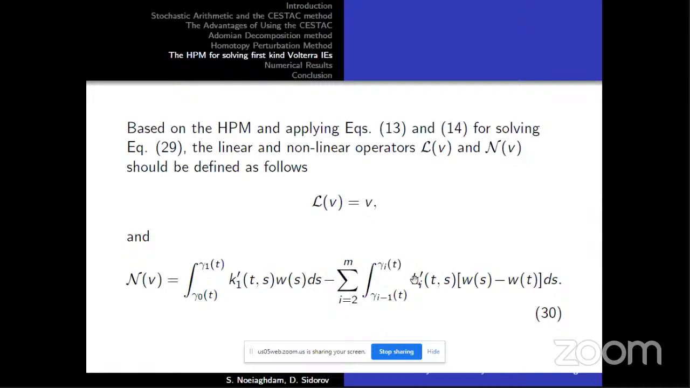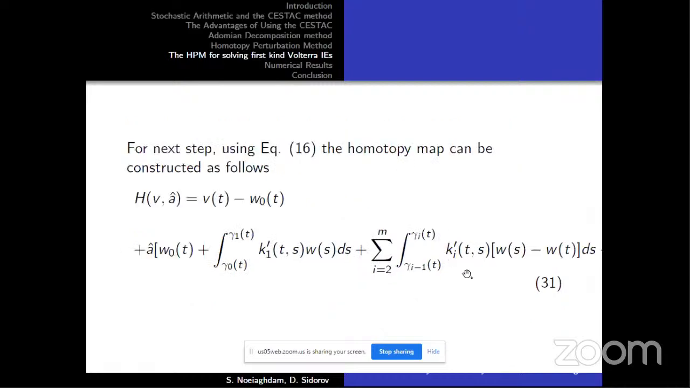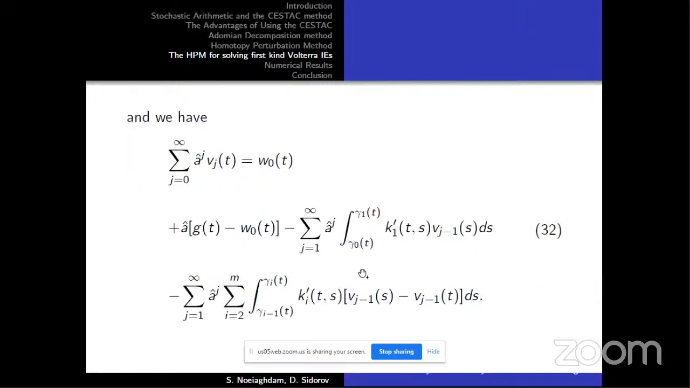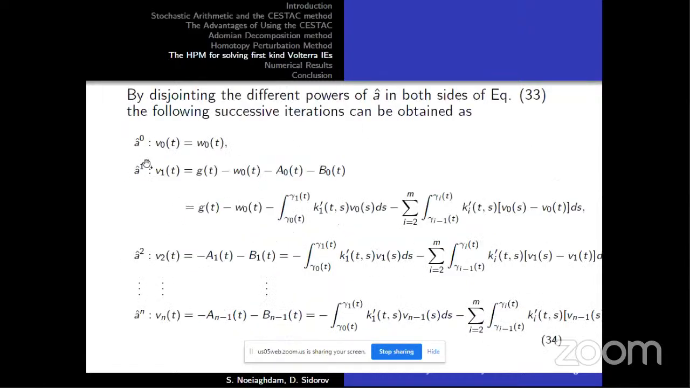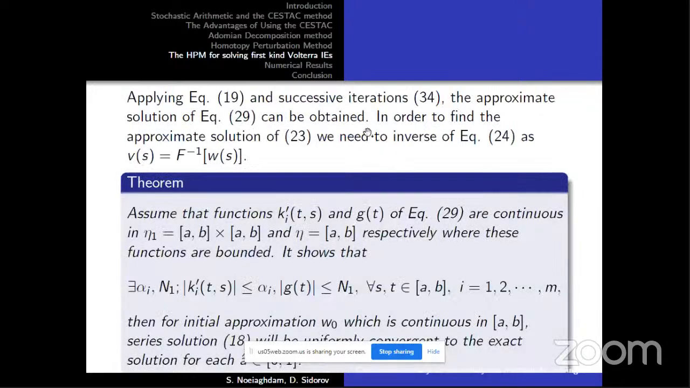At first, we define the linear and also the remaining part of the problem, and we will make our homotopy map. And if we substitute our power series and compare the same powers of A hat, we will have some iterations here. And after finding these iterations, if we substitute in all series, we can find the solution, the approximate solution.